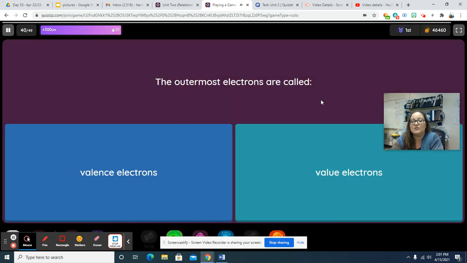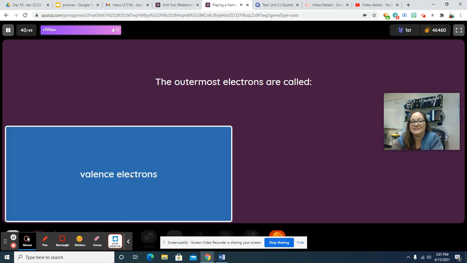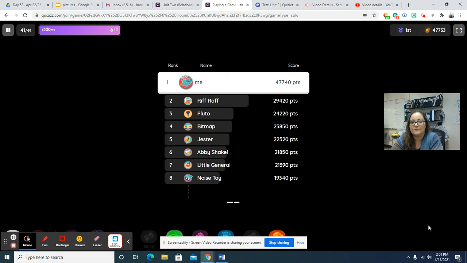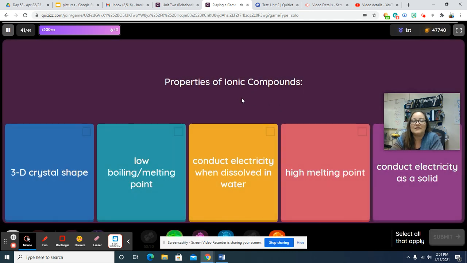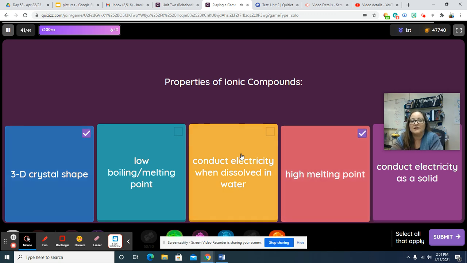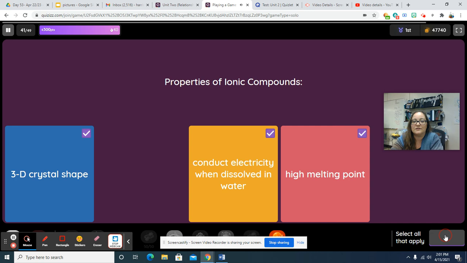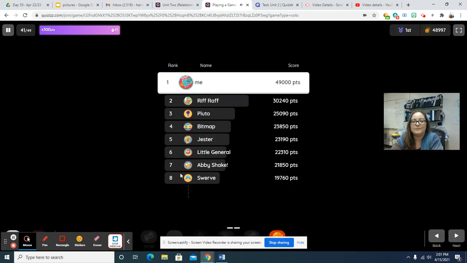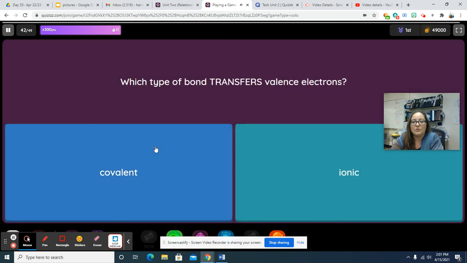The outermost electrons are the valence electrons. Properties of ionic compounds: 3D crystal shape, high melting point, conduct electricity when dissolved in water. What kind of bond transfers the valence electrons? Ionic, transfer, covalent, share.